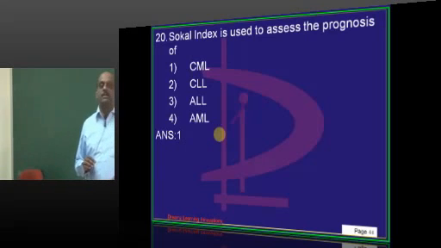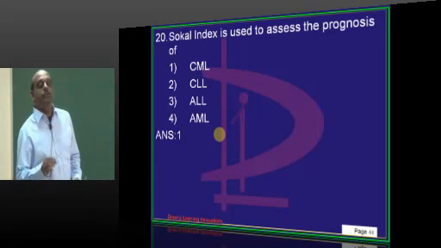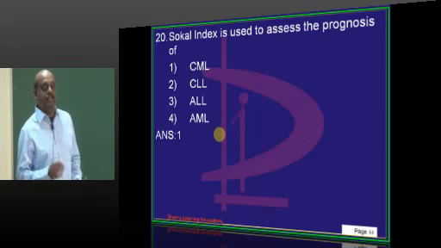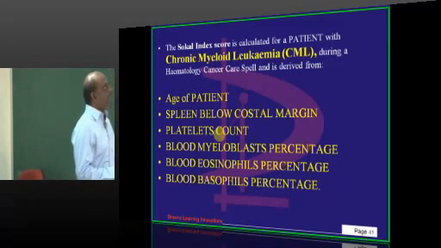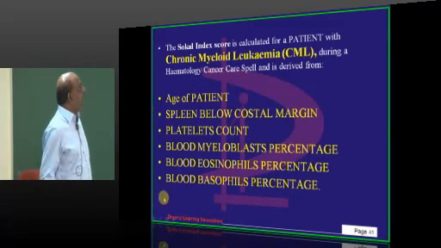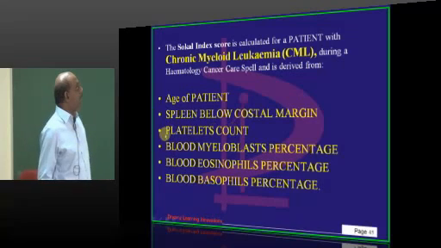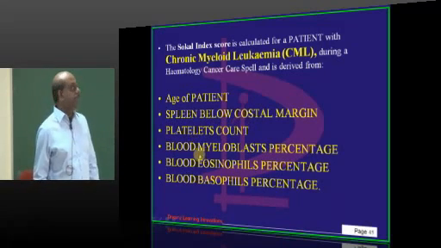Sokal's index. Where do we use Sokal's index? We use it for the CML, age of the patient, the spleen below the costal margin, platelet count.